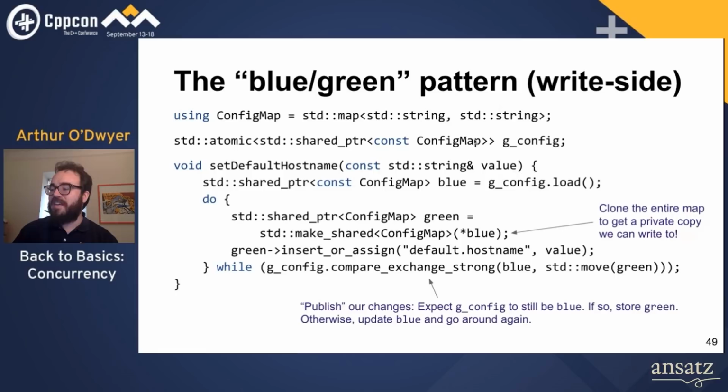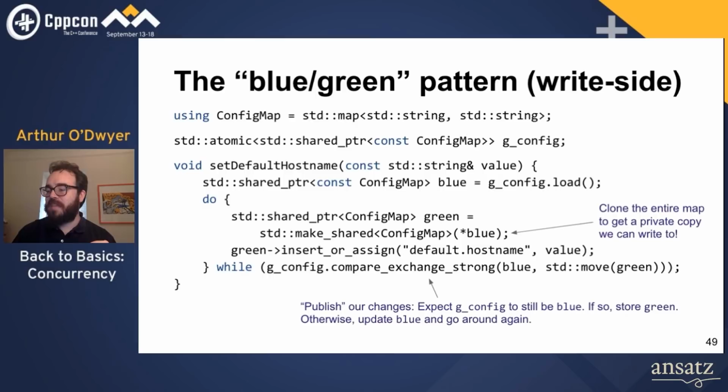And what we're going to do is, when we want to change something about the config, we're going to say, okay, the old config was the blue version, and I'm going to get a pointer to that. I am then going to make a copy of that whole config. This is the expensive part, but we're doing this while the old config is still available and people are still interacting with it. So while that's going on, in this thread that's trying to set the default host name, they're going to do all the work of copying the config.